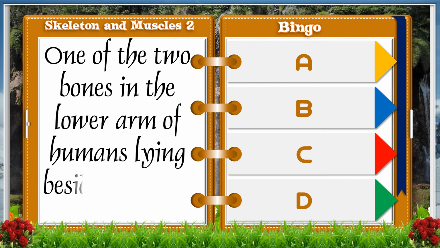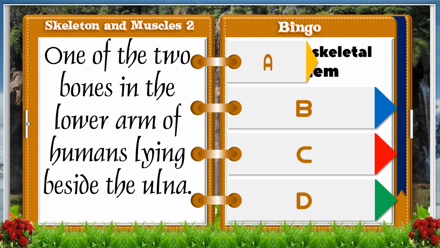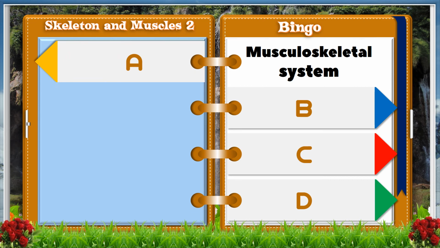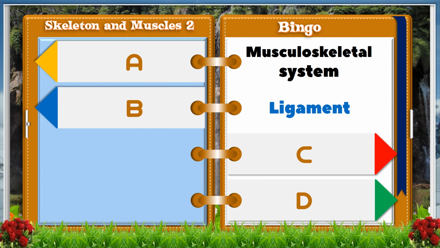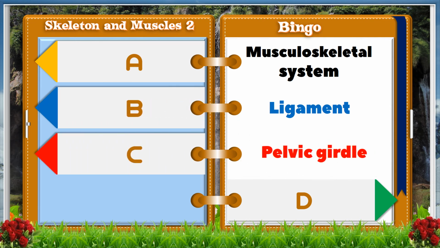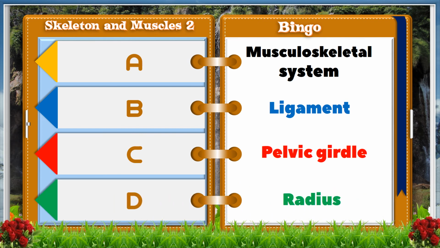One of the two bones in the lower arm of a human lying besides the ulna. A. Musculoskeletal system. B. Ligament. C. Pelvic girdle. D. Radius. And the answer is D. Radius.